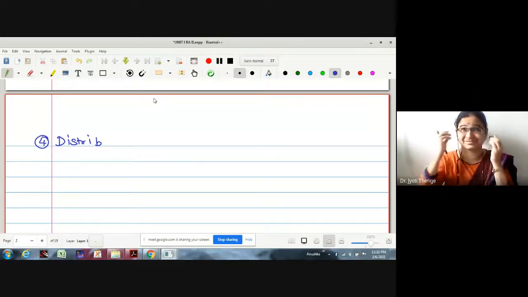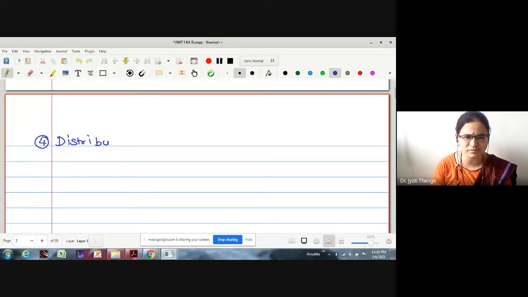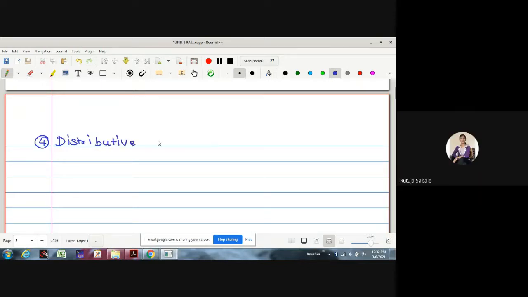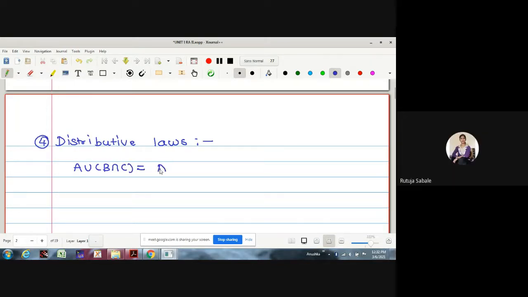Can anyone tell me the distributive laws? A union (B intersection C) is equal to (A union B) intersection (A union C). Very good.